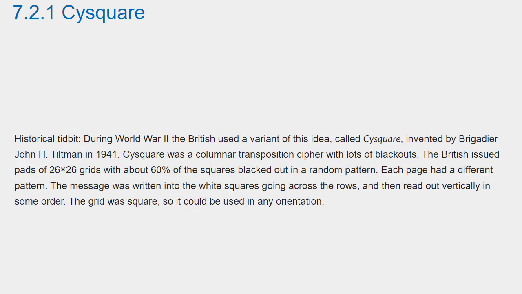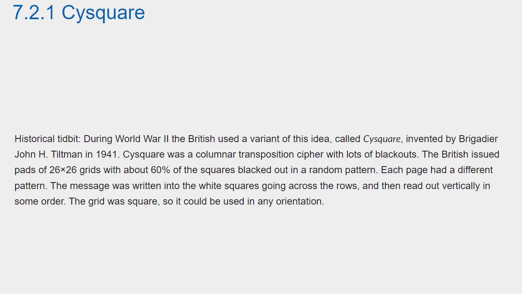Section 7.2.1. Chi-square. Historical tidbit. During World War II, the British used a variant of this idea called Chi-square, invented by Brigadier John H. Tiltman in 1941. Chi-square was a columnar transposition cipher with lots of blackouts. The British issued pads of 26 by 26 grids with about 60% of the squares blacked out in a random pattern. Each page had a different pattern.